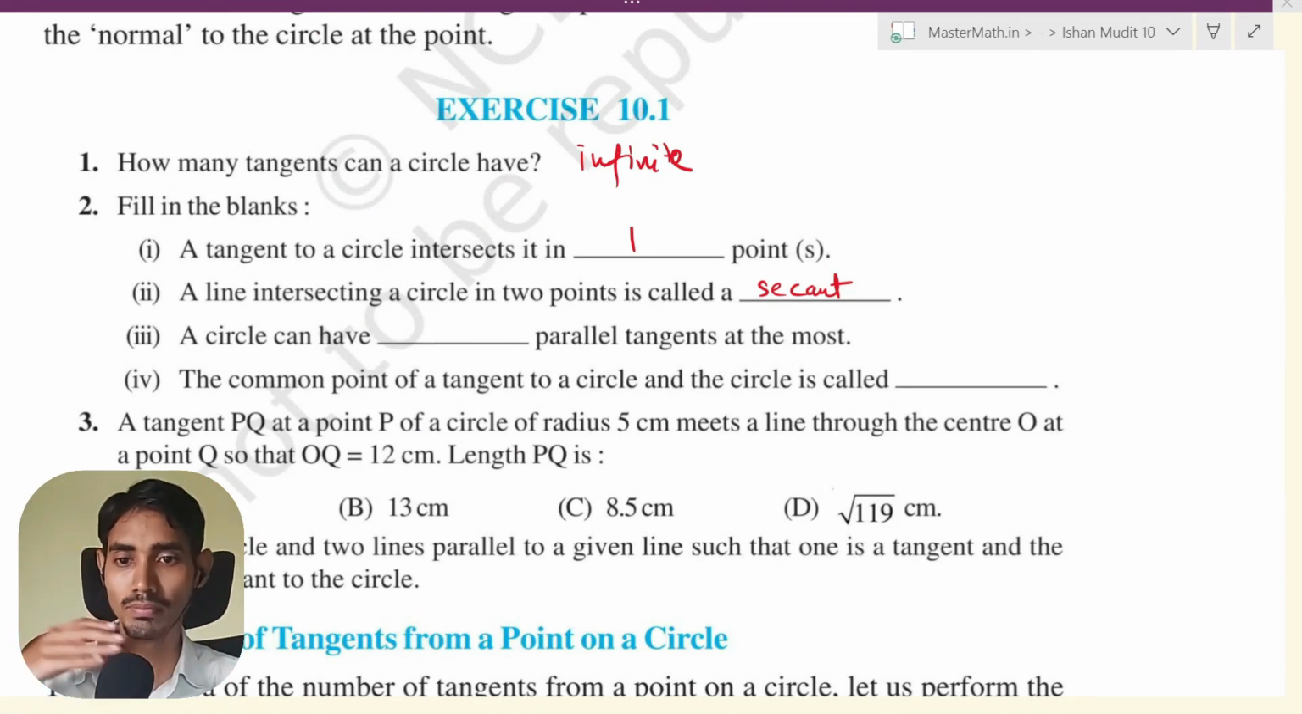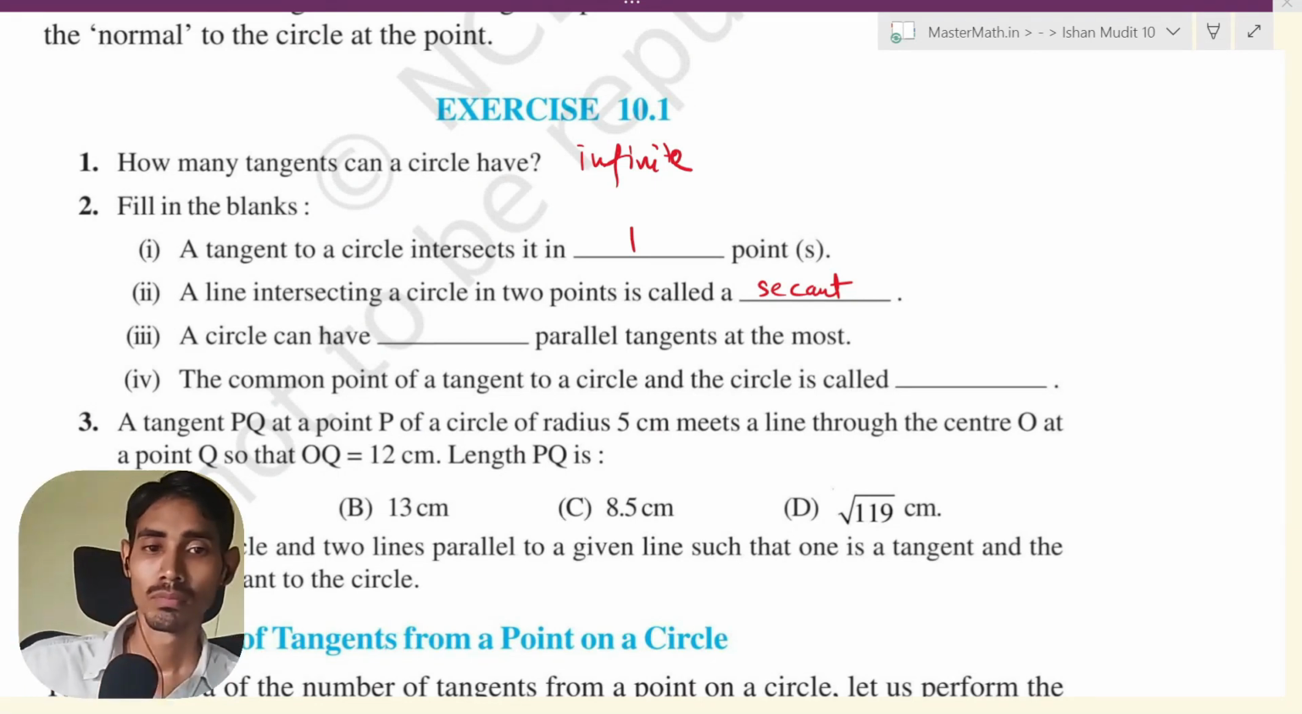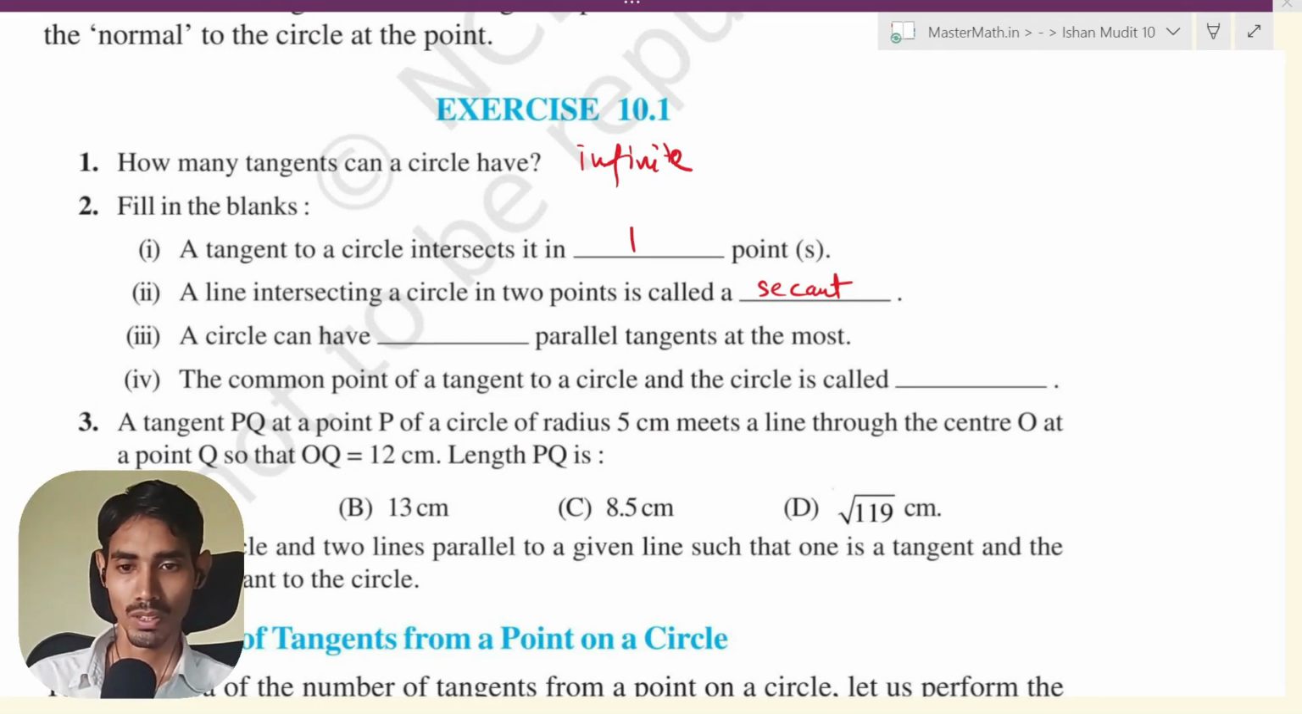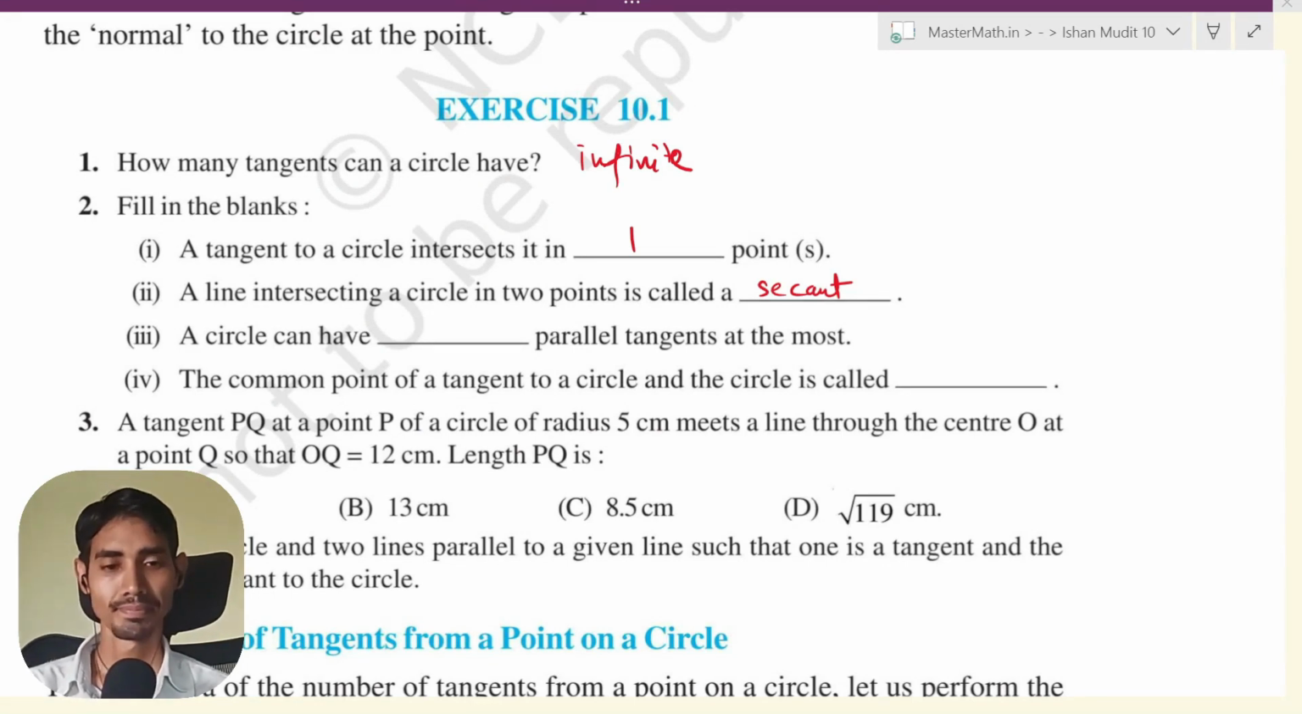So, anyone done? Okay. What's the option? Okay, that's the right answer. Udit, what's your version of the solution?